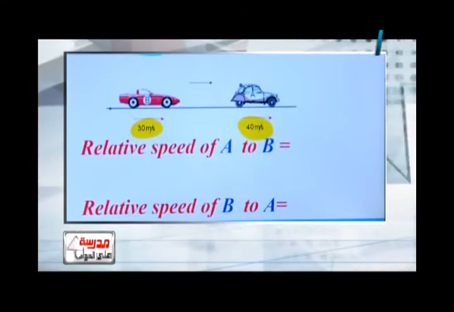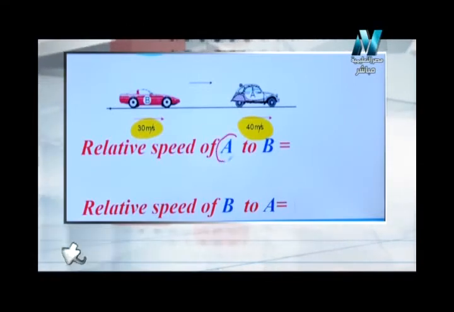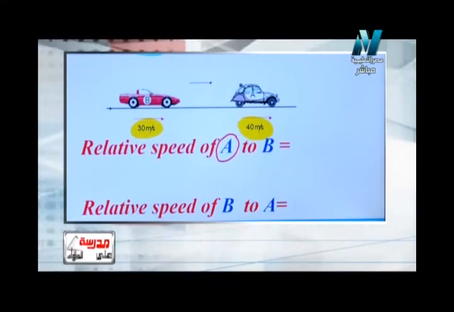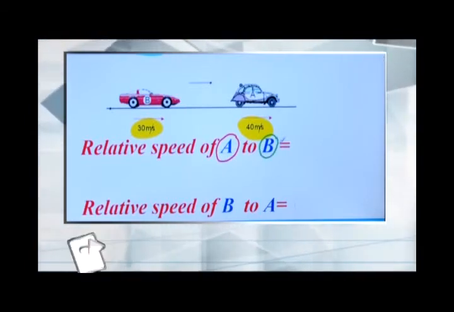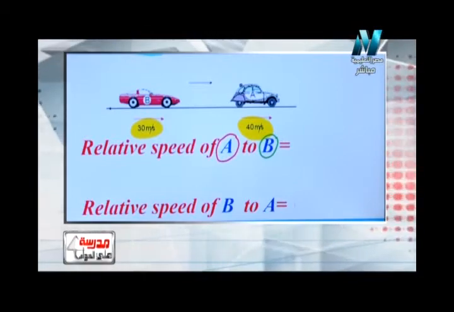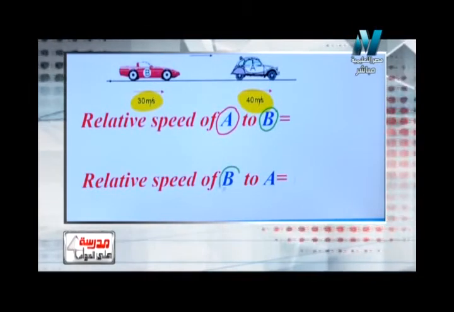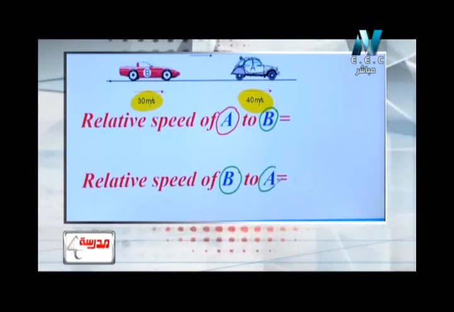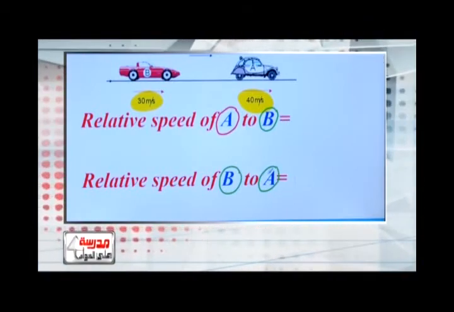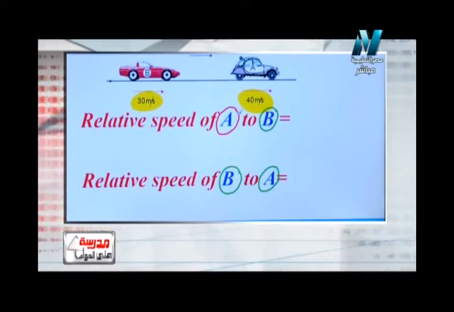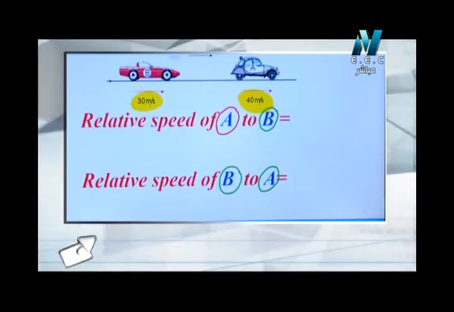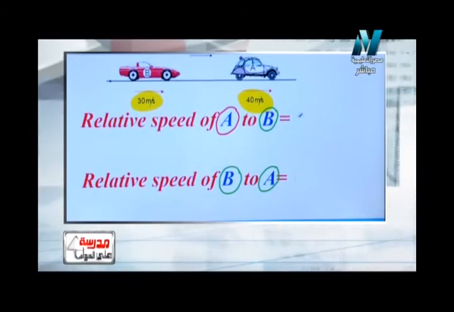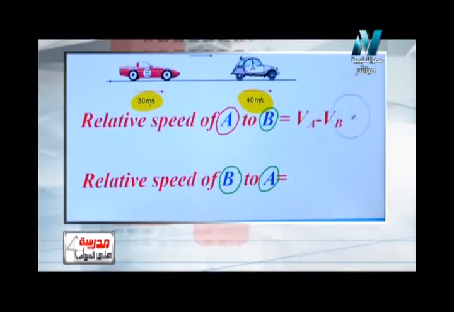Relative speed of car A to car B. واحد يقول لي طب what is the difference here? We have another case: the relative speed of car B to car A. We have a difference? Yes, we have a difference. ازاي؟ لما يقول لي سرعتي بالنسبة لسرعتك يبقى اللي انا هتكلم عليه في الاول هو اللي هحطه في الاول. بمعنى اصح, we talk about car A to car B, so VA minus VB.